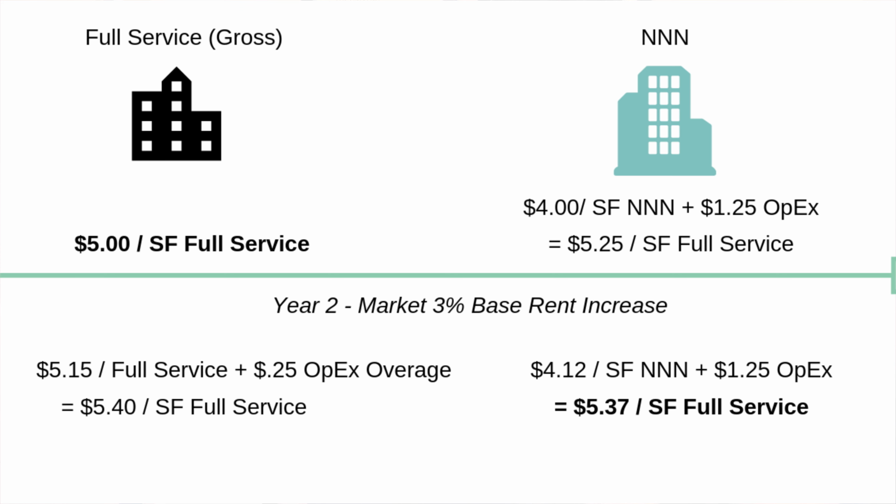So in year 2, if you're at a building where the expenses are not being as closely monitored, you may actually be paying more than that triple net building that was $4 triple net plus $1.25 in operating expenses. So it's important to think about what kinds of changes will increase your costs. So the biggest one that we see is a building being sold. So this increases the property tax basis and is the number one reason that you'll see your operating expenses increase.